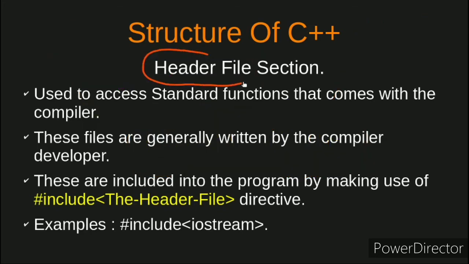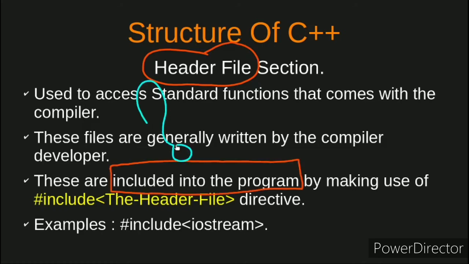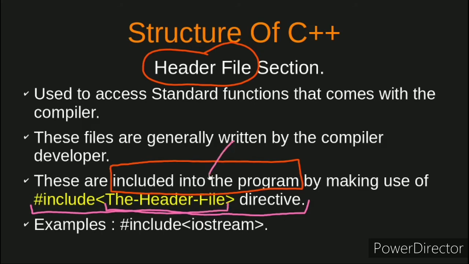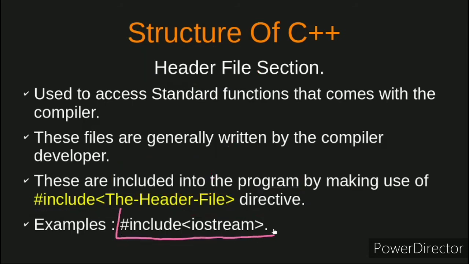Now that we know what header files are and what they are used for, the question that comes is how to include the header file into our program, and the answer to that is by making use of the #include directive, and within the angular brackets we provide the header file which we want to include into our program. This is how we include a header file into our program. In this case, the header file is by the name iostream, and it is used to provide functionality so that we can make use of the cout and the cin function.